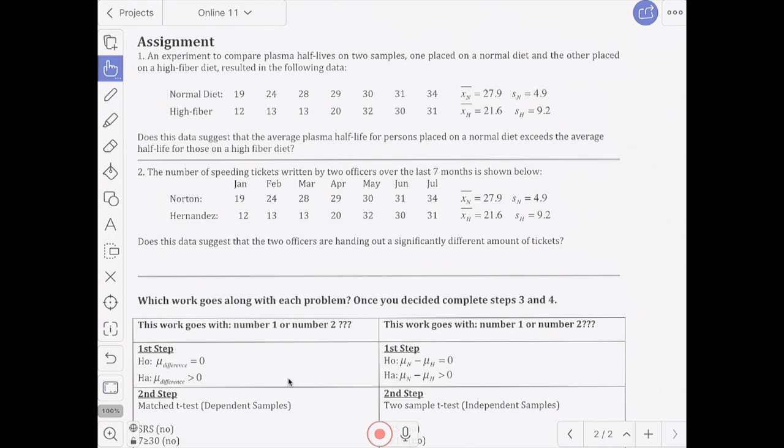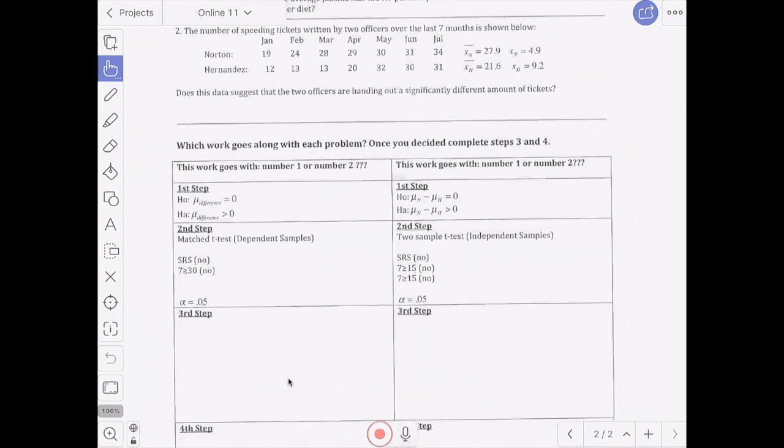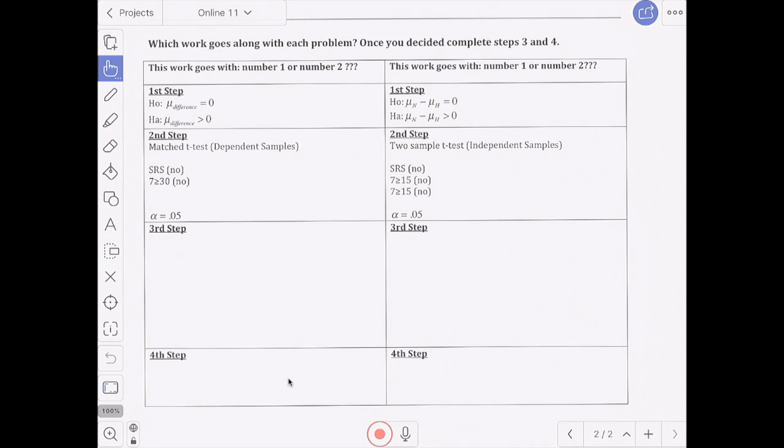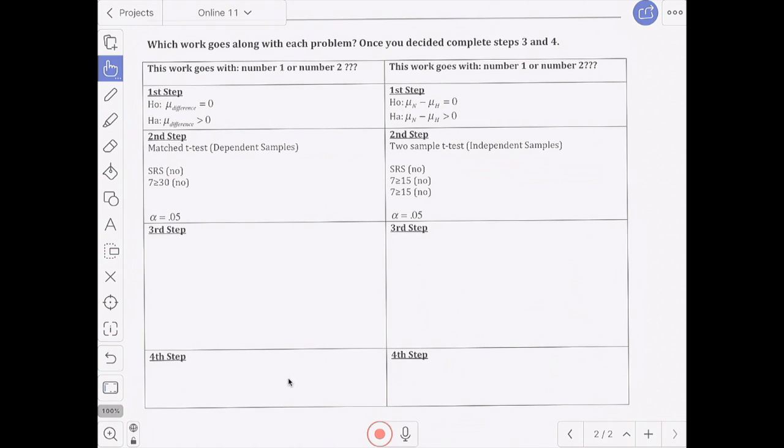I've got an assignment to distinguish which type of test you would use for each of these two questions here. I mean, these two lists are identical to each other. That's something you should notice. But the way that we handle each question is different. One of them will be a matched t-test, and one of them will be a two-sample t-test. You can take a look at that table there and just complete that for your first assignment on two-sample t-tests.